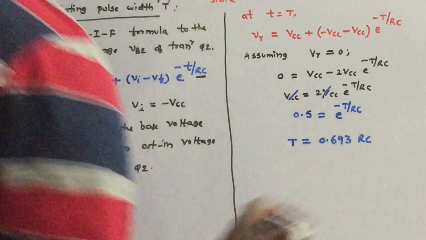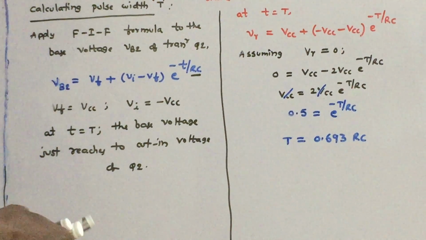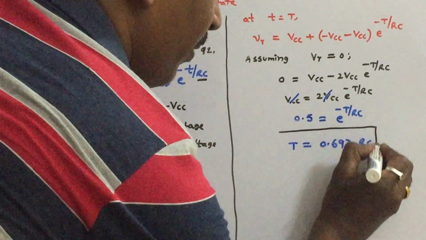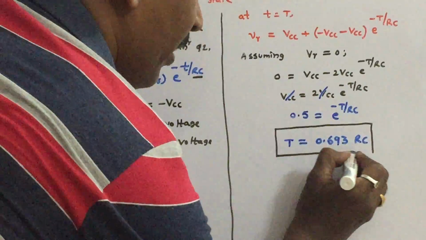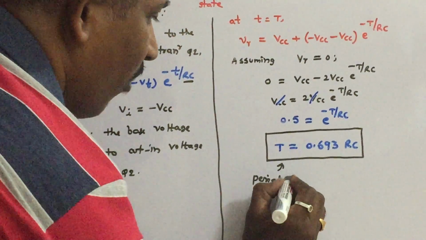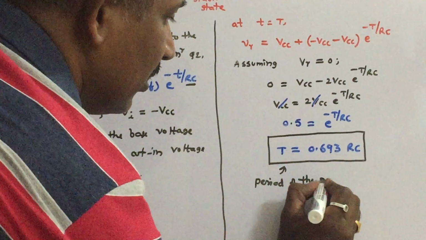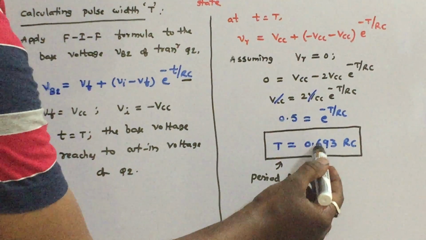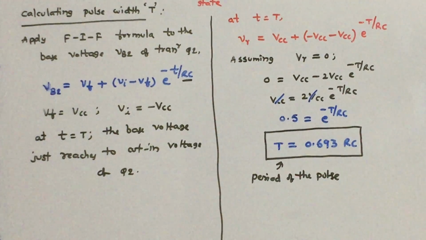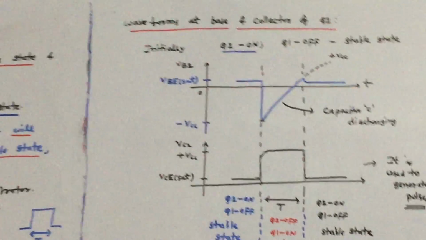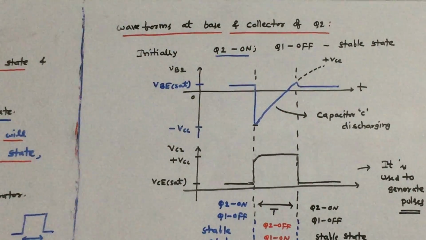0.693 into RC. So this is the period of the pulse generated. So the simple formula is capital T is equal to 0.693 RC. So this is about the very important article in the examination, monostable multivibrator. Thank you.